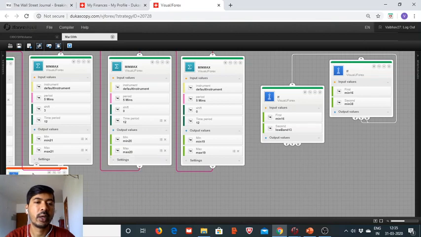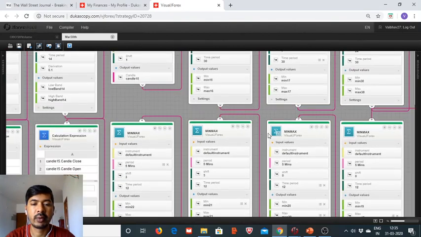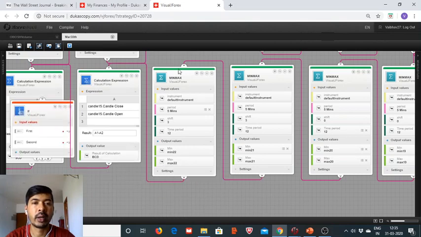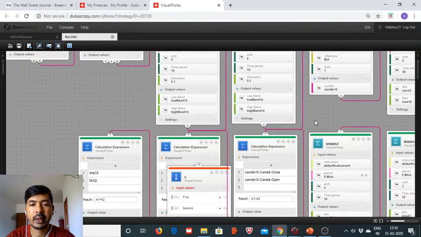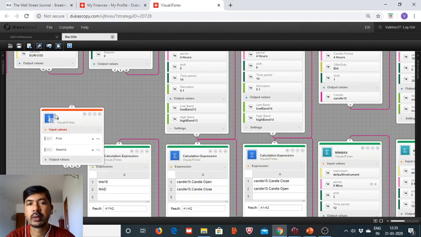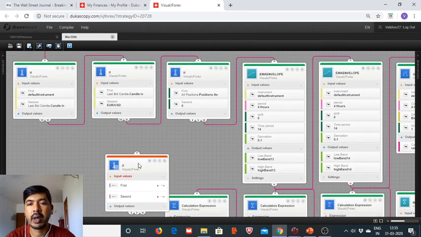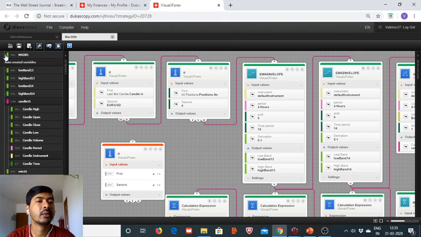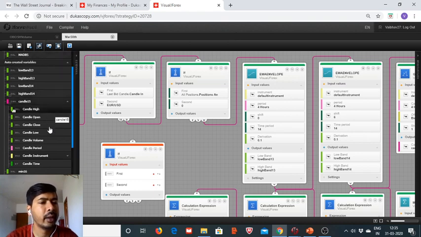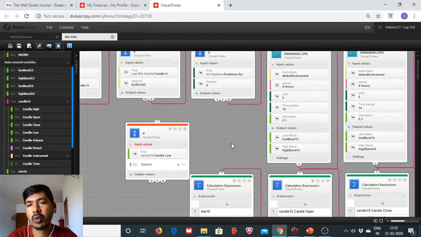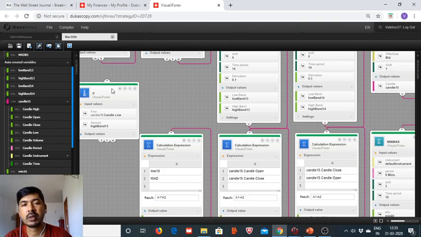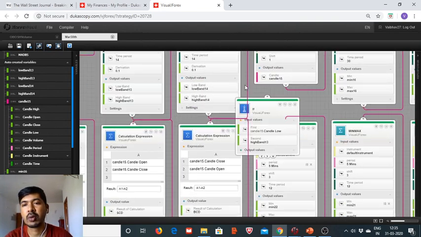So we will need to take the candle 15's candle low and then compare it to the higher band. Candle low should be below the current EMA envelopes high band value. Okay, so things are looking good.